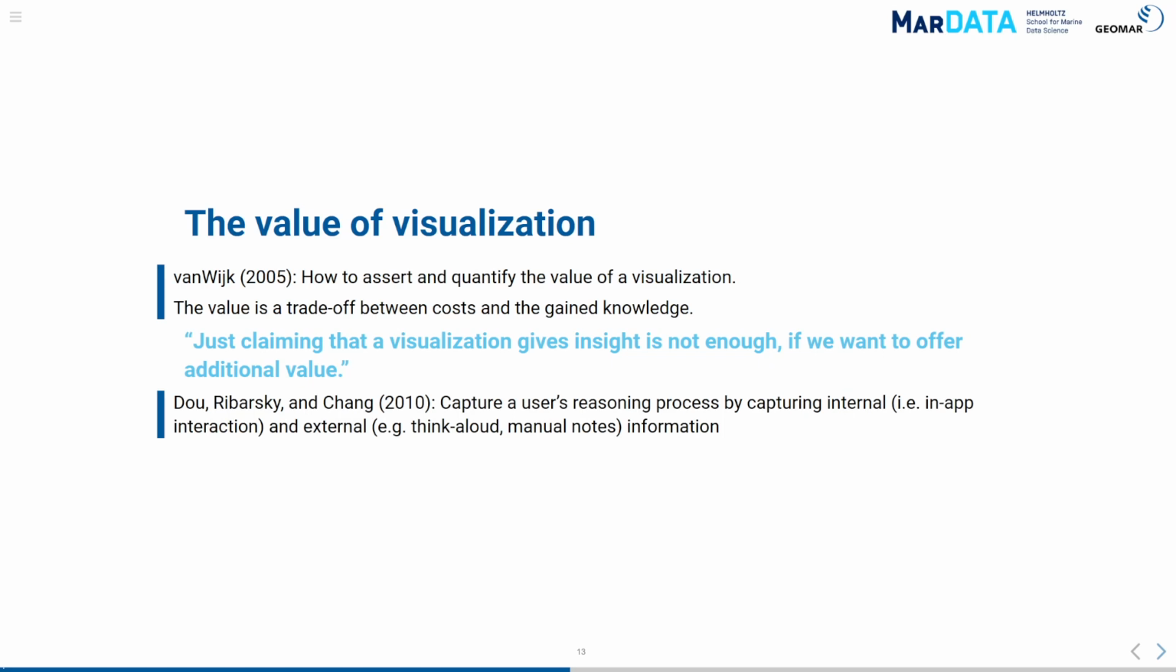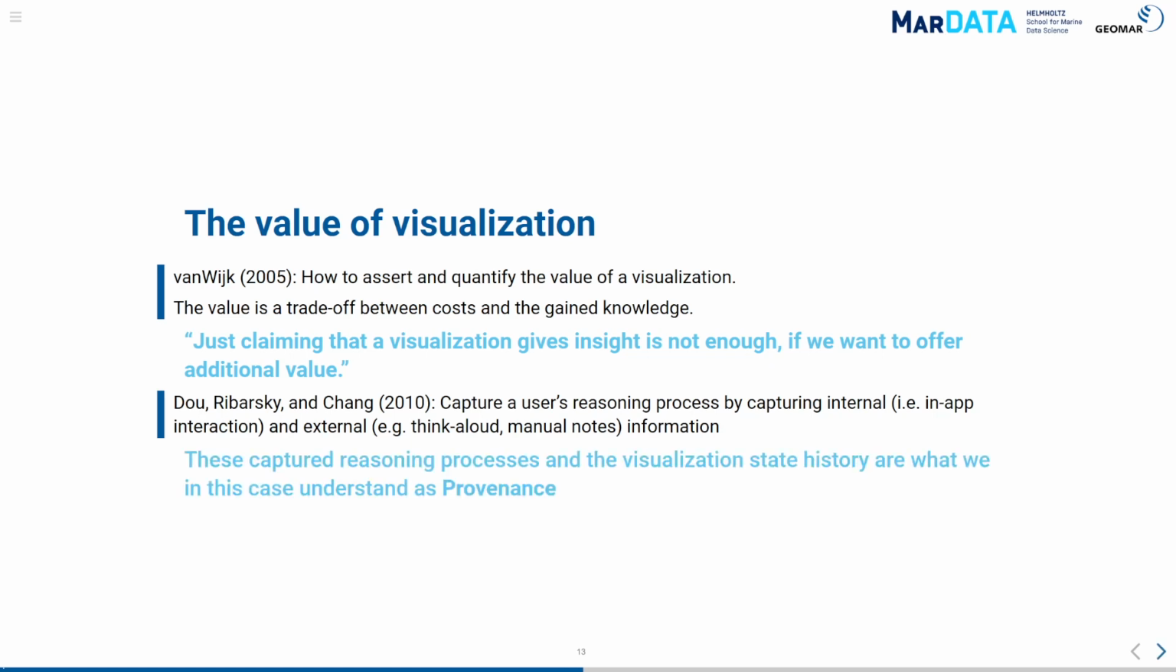Doe et al., for example, extend Van Wyk's model by proposing ways how to capture a user's reasoning process in visual analysis workflows. With this information, you then have proof, or at least arguments, for the value of your visualization. And these reasoning processes, together with the state history of the visualization application, are what we in this case understand as provenance.